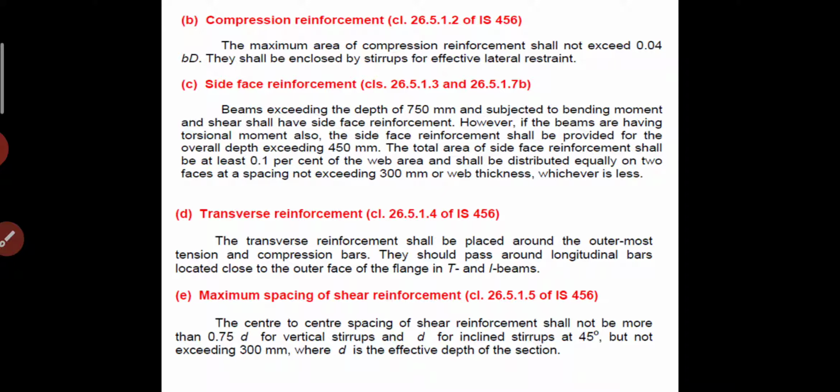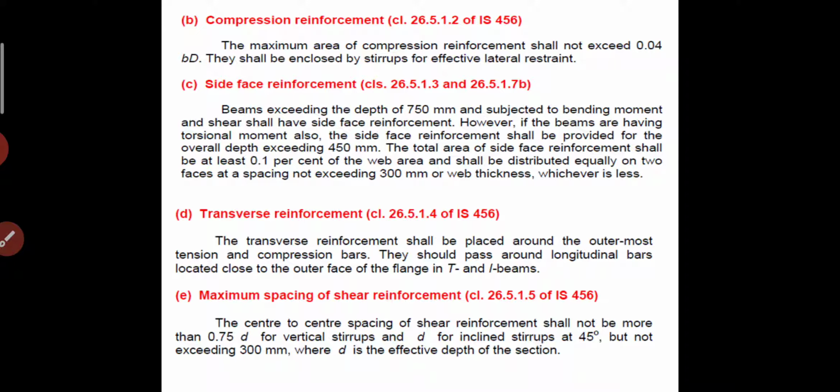Transverse reinforcement. The transverse reinforcement shall be placed around the outermost tension and compression bars. They should pass around longitudinal bars located close to the outer face of the flange in T and L beams.